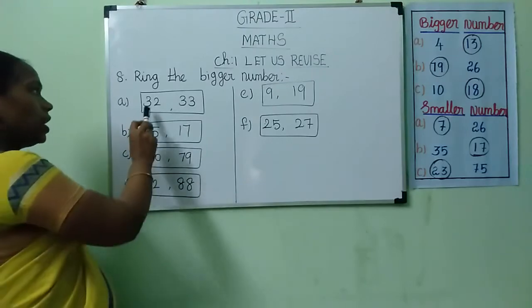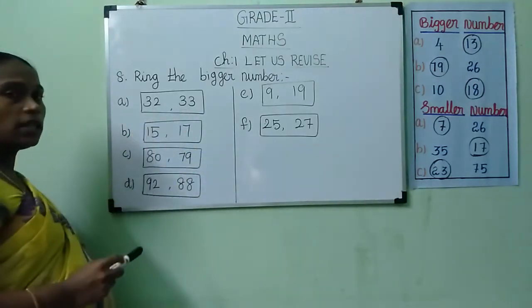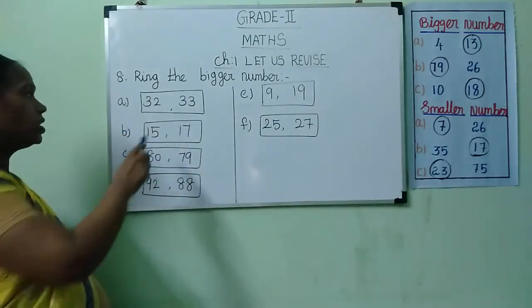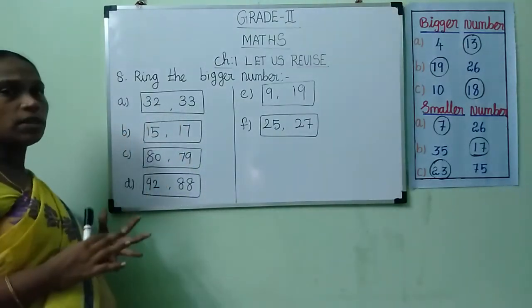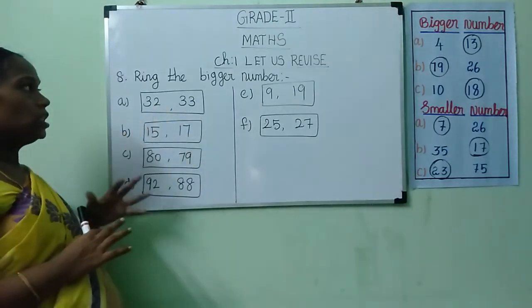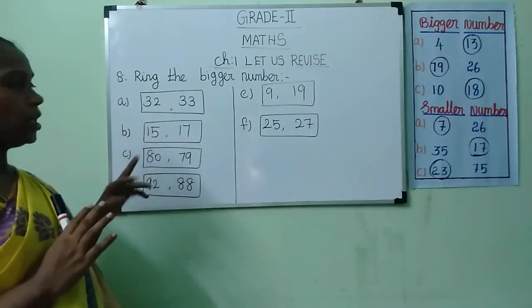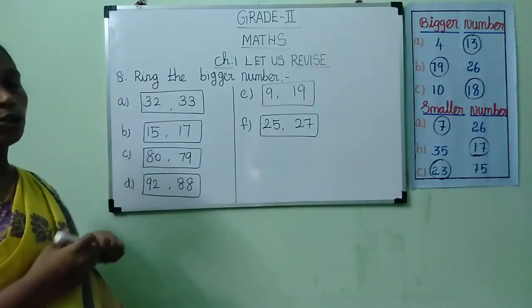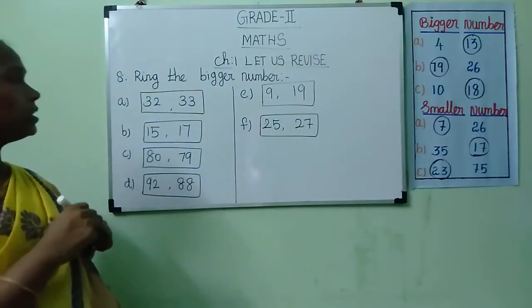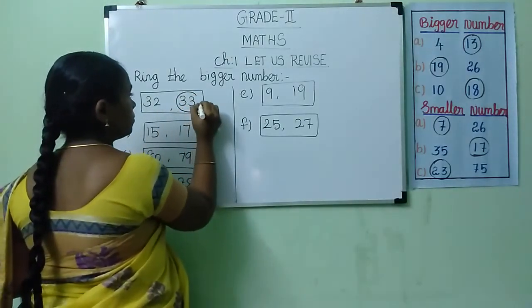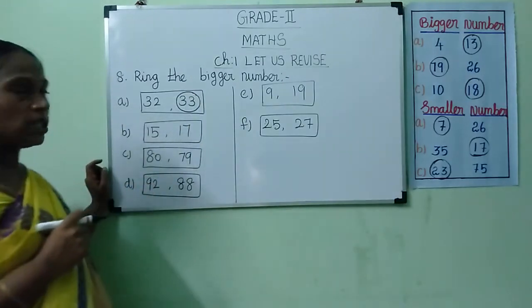See, here also there are 2 digits, but the tens place has the same number, 3 and 3. So which number will we see? Now we'll see the ones place, 2 and 3. So which number is a bigger number? 2 or 3? Yes, 3 is a bigger number. So you should put the circle on 33. Are you clear, children? Okay.